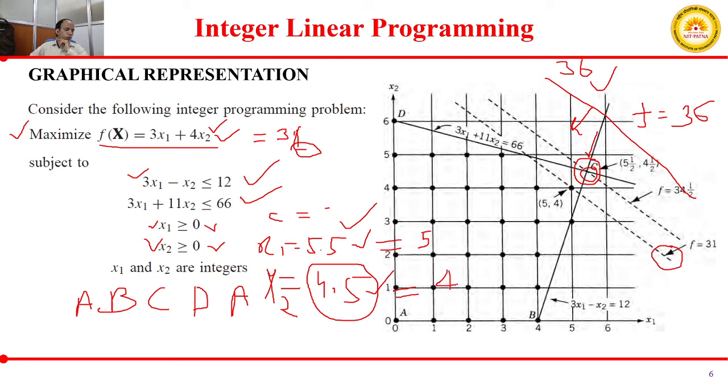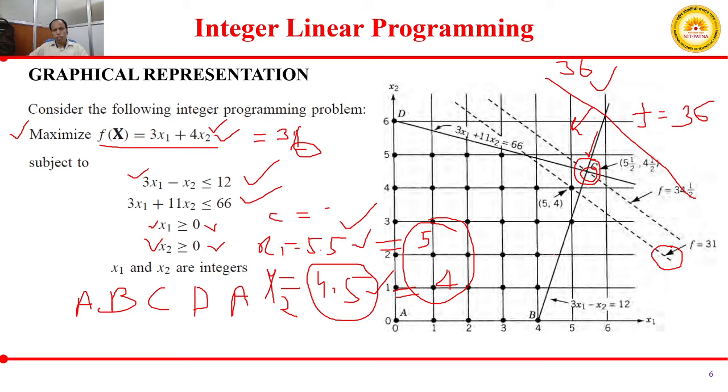Okay. I hope you are able to understand why we have not rounded off it as 6 and 5, because these values will go beyond your feasible region. Okay, so the integer values which are lying in your feasible region are 5 and 4. So for this particular problem we can say that if it is a case of integer programming problem, the optimum solution will be x1 equal to 5 and x2 equal to 4.